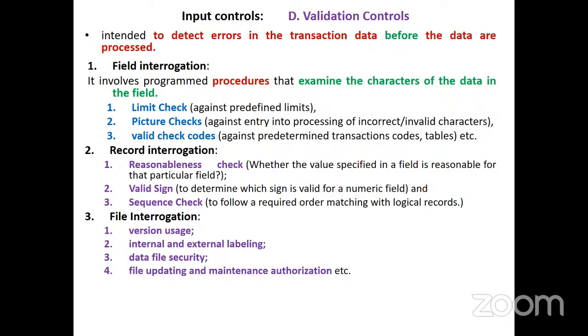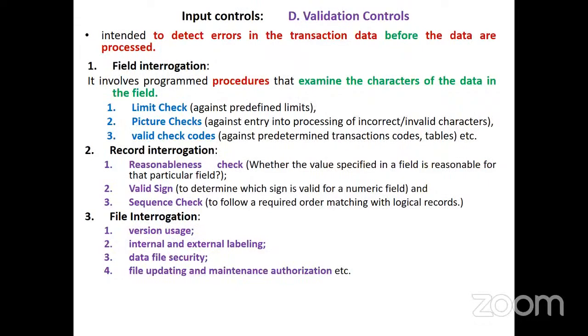Sequence check, to follow record order matching with logical records. This also I explained. After processing the first one, the second one has to be entered. So sequentially it has to be processed, and it has to be checked before getting processed. Third one is file interrogation. So version change, internal and external labeling, data file security, file updating and maintenance authorization. Version usage means the software, what kind of version we are using.